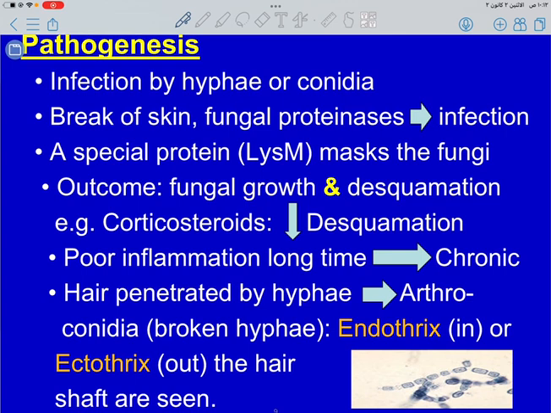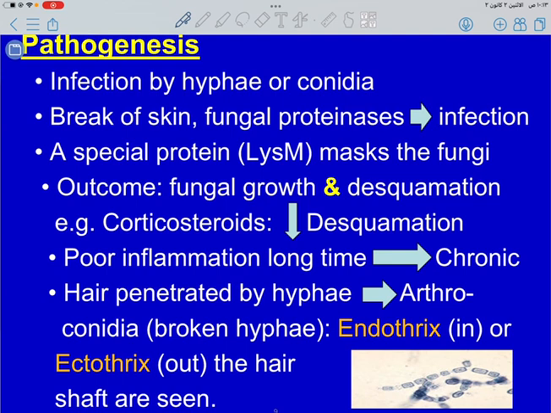There will be poor inflammation for a long time. That is why fungal infections usually are chronic infections. مو acute زي البكتيريا يومين ثلاثة أربعة وتروح. No. It stays for a long time.